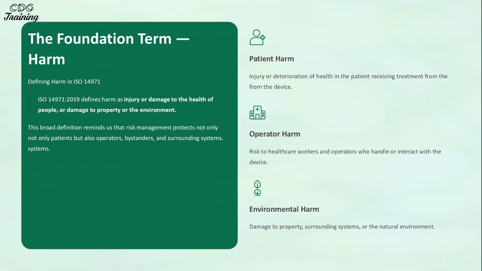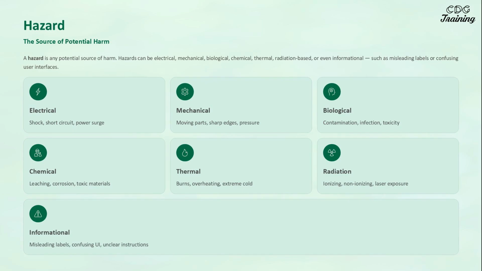ISO 14971-2019 defines harm as injury or damage to the health of people, or damage to property or the environment. This definition reminds us that risk management protects not only patients but also operators, bystanders, and surrounding systems. A hazard is any potential source of harm. Hazards can be electrical, mechanical, biological, chemical, thermal, radiation-based, or even informational, such as misleading labels or confusing user interfaces.